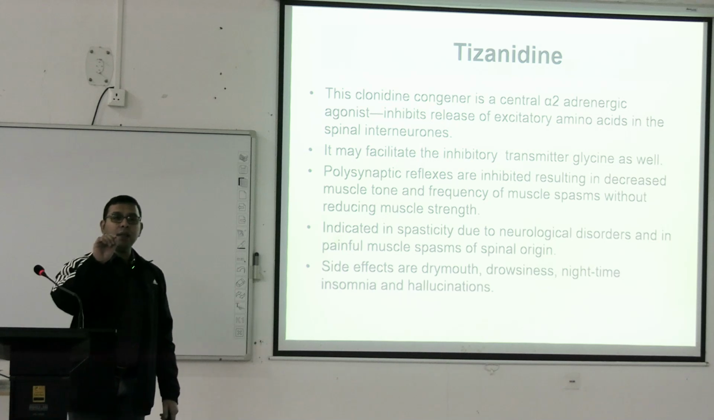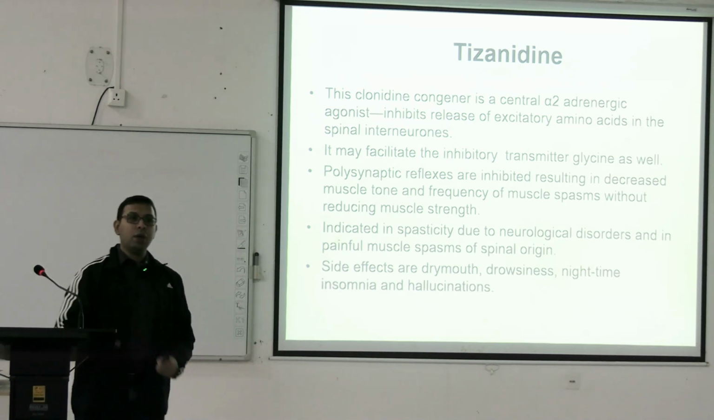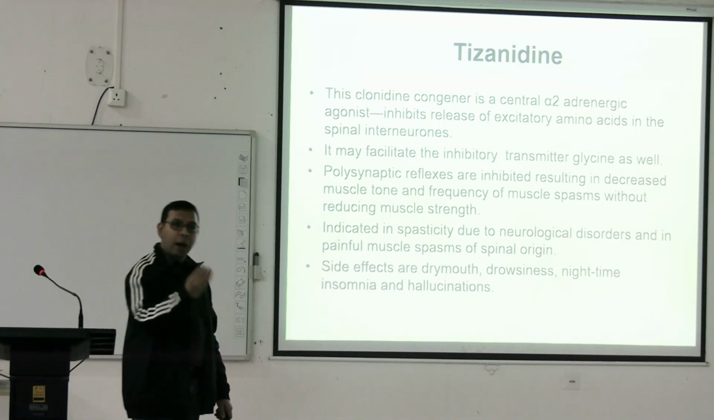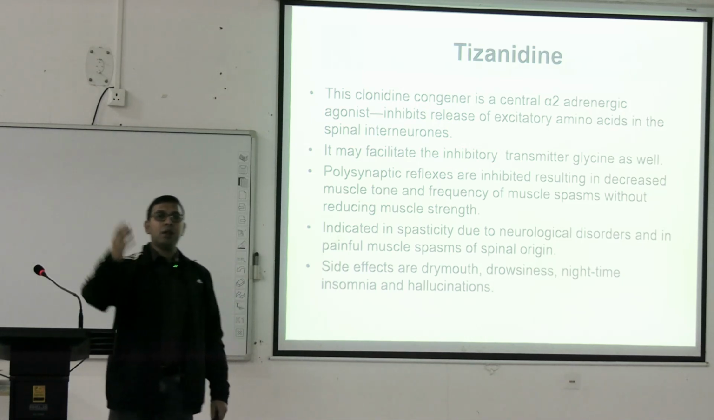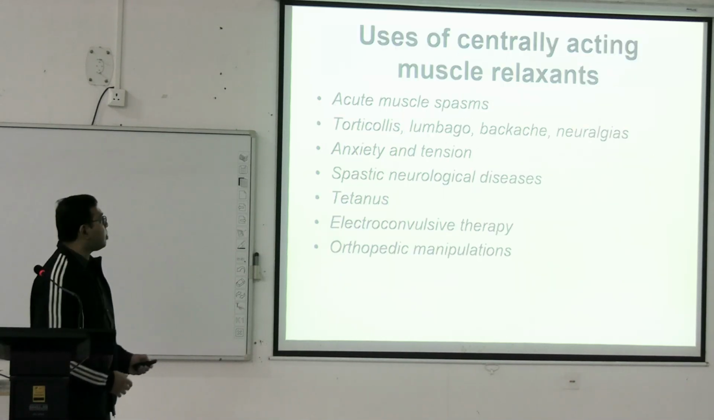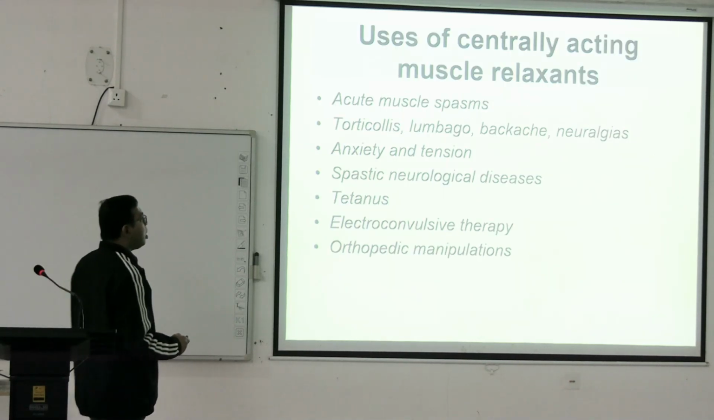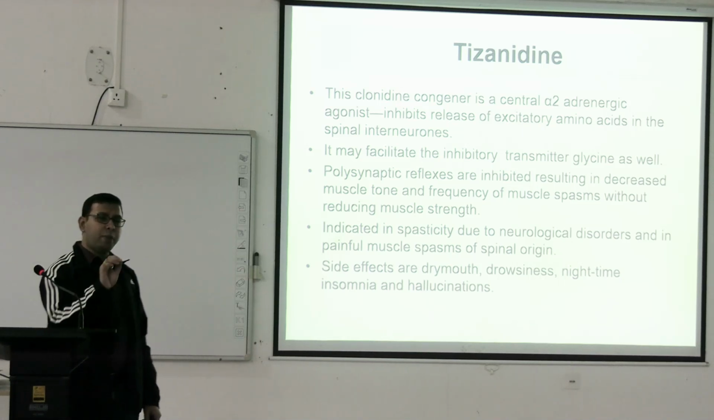So basically all these centrally acting muscle relaxants augment the inhibitory neurotransmitters. The common inhibitory neurotransmitters are GABA and glycine. So they potentiate GABA and glycine so that the skeletal muscles will be relaxed. Apart from this, there are several others. Details are not required, just remember the name.